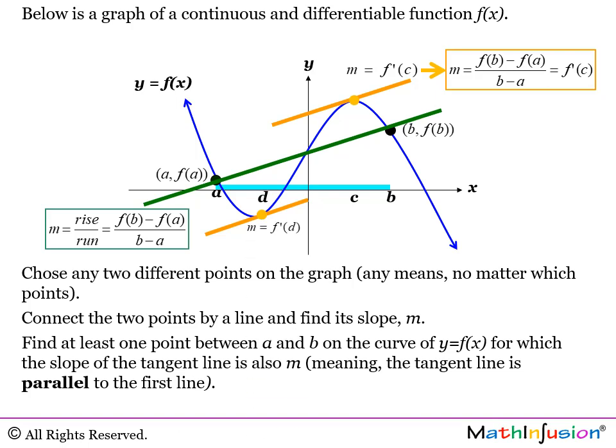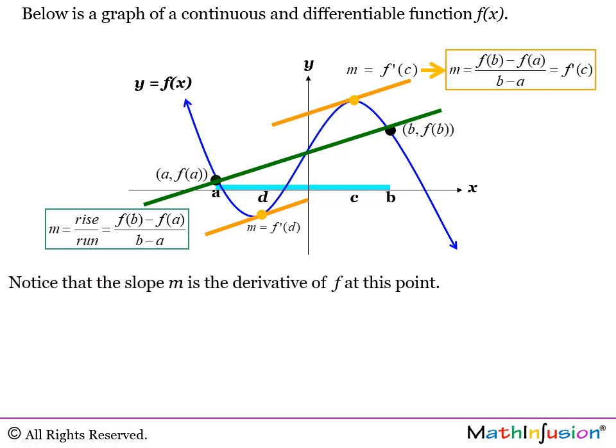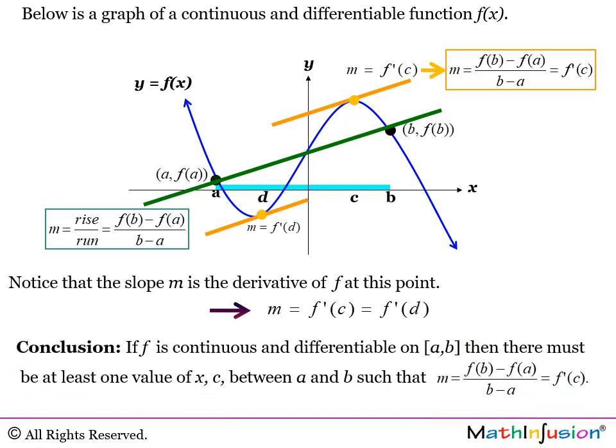The same is true for d, because there is a theorem that will tell me that there is at least one point c like that. We conclude that if f is continuous and differentiable on the interval ab, then there must be at least one value of x, for example the value c, between a and b, such that (f(b) minus f(a)) over (b minus a) equals the derivative of the function at x equals c.